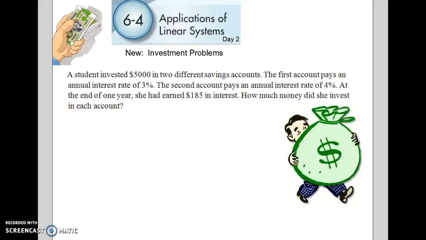Hi everyone, this is day 2 of our 6.4 word problems. So this is a new type of word problem. It's called an investment problem.